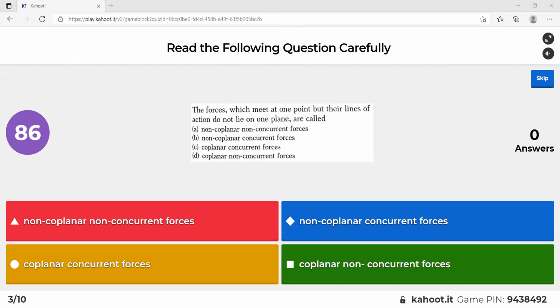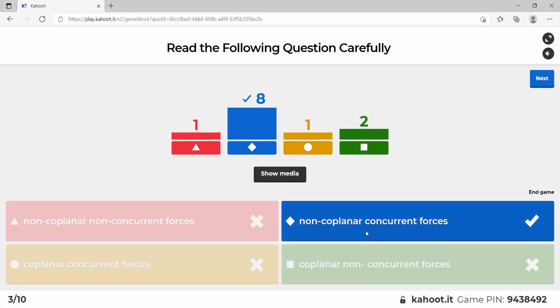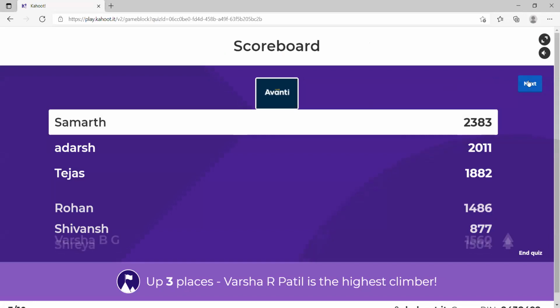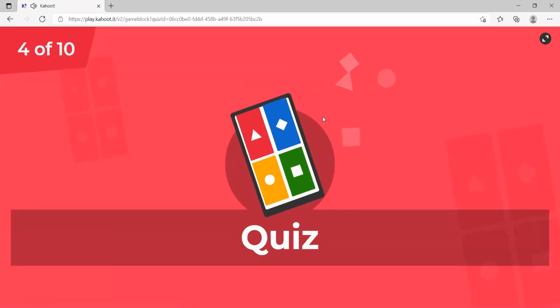So here, if we observe, non-coplanar concurrent forces are right, because it says the forces which meet at one point but their lines of action do not lie on one plane. It clearly says that these forces are not lying in one plane. So in this case, definitely it should be non-coplanar and concurrent forces, because they are meeting at one point. Meeting at one point means they are concurrent. Okay, most of you selected B only, that's right. Moving to the next one.